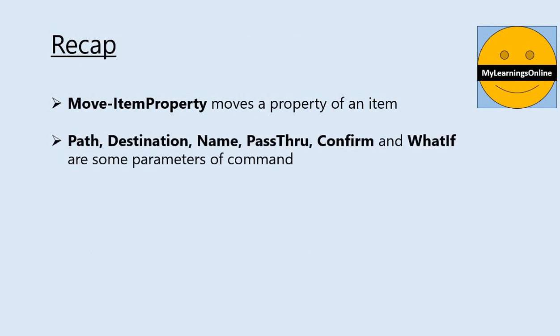Now let's recap. Move-ItemProperty moves a property from one location to another. Path, Destination, Name, PassThru, Confirm, and WhatIf are some parameters of this command.